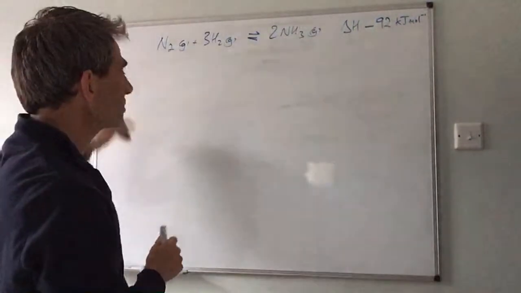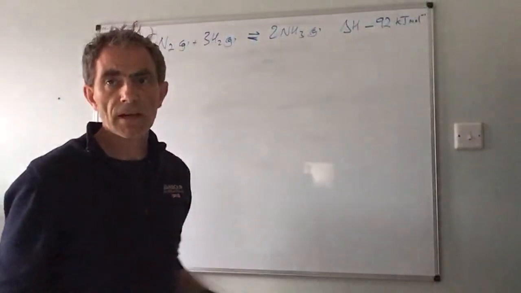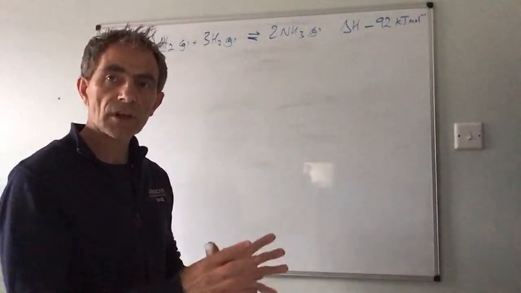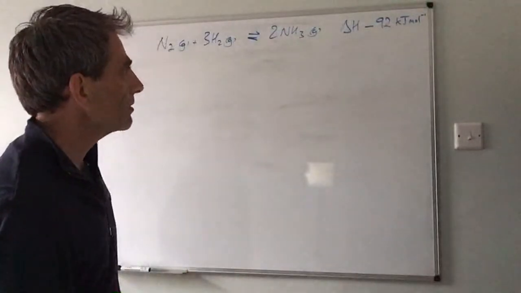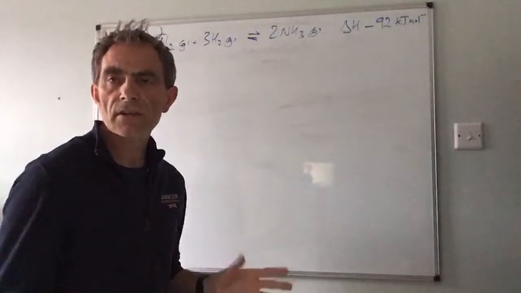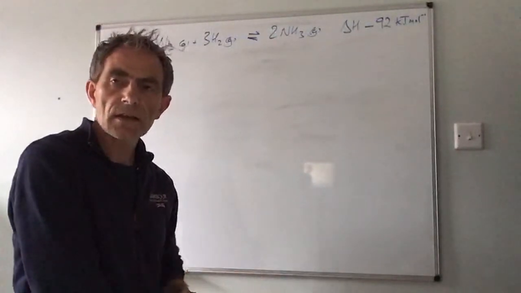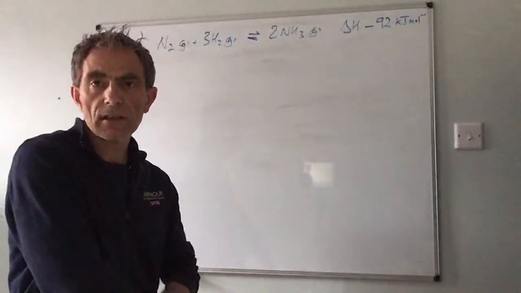So in other words, what's going to send this equilibrium as far over to the right as possible to give the most ammonia, big yield. And then the next part of the question is, suggest why these conditions aren't used in industry. So suggest why they're not actually used.